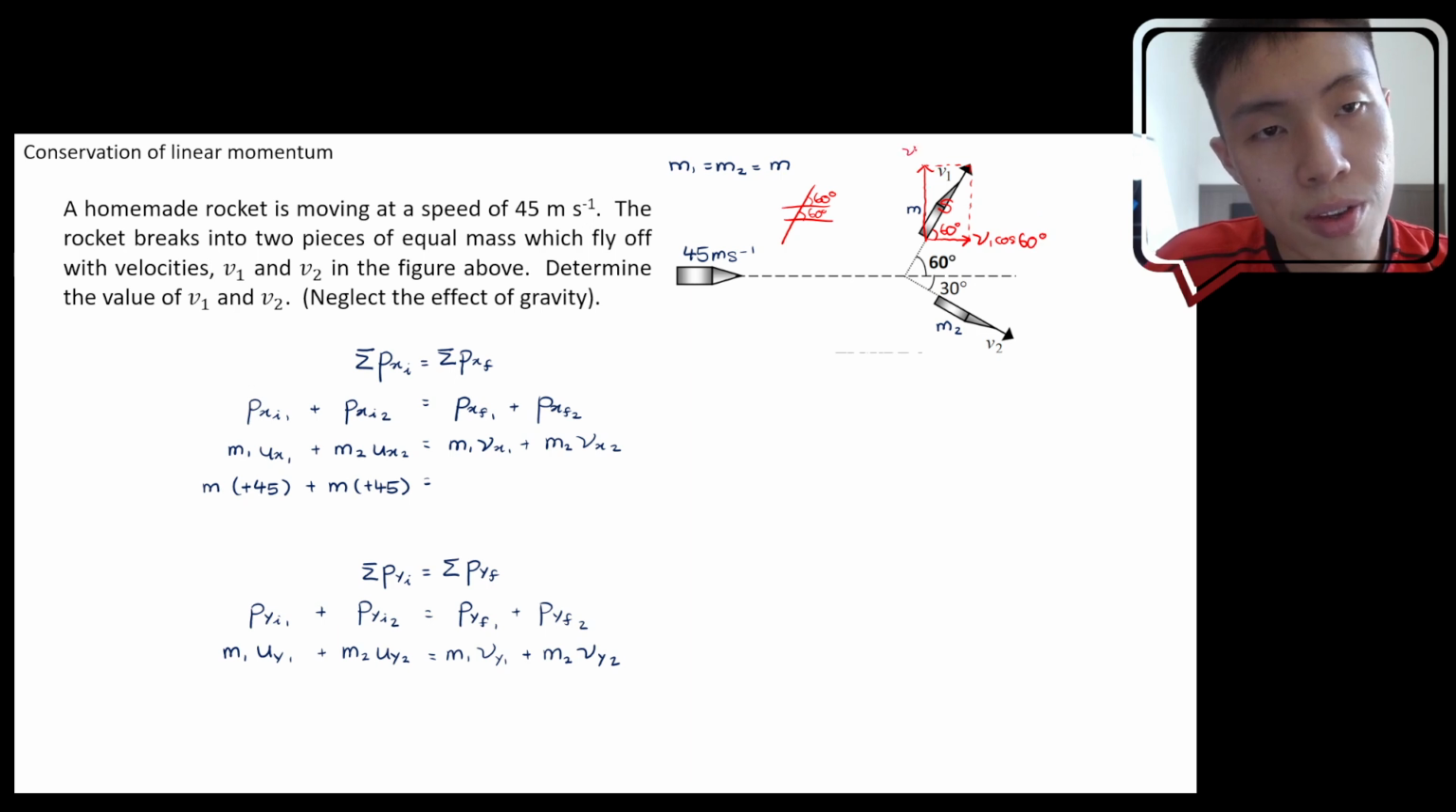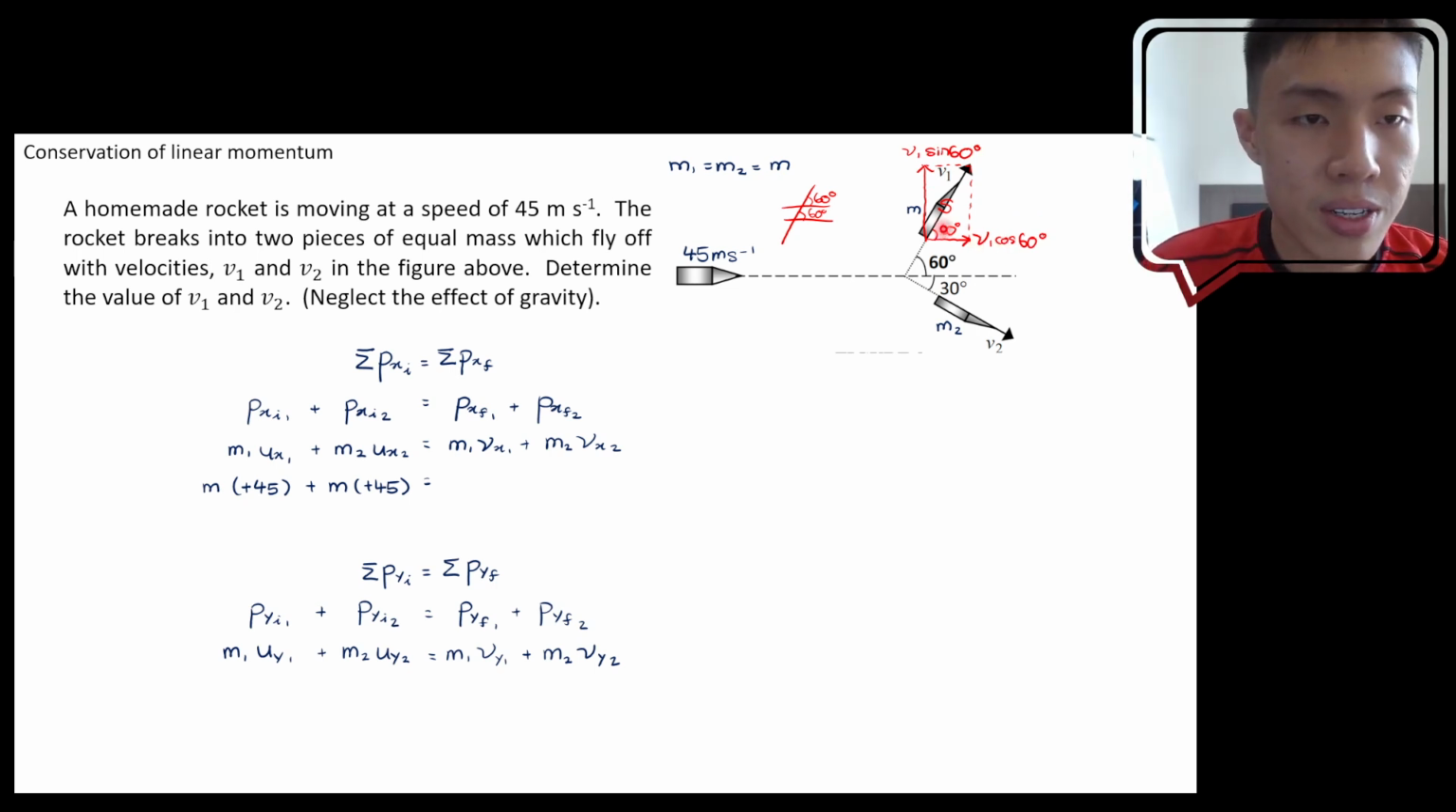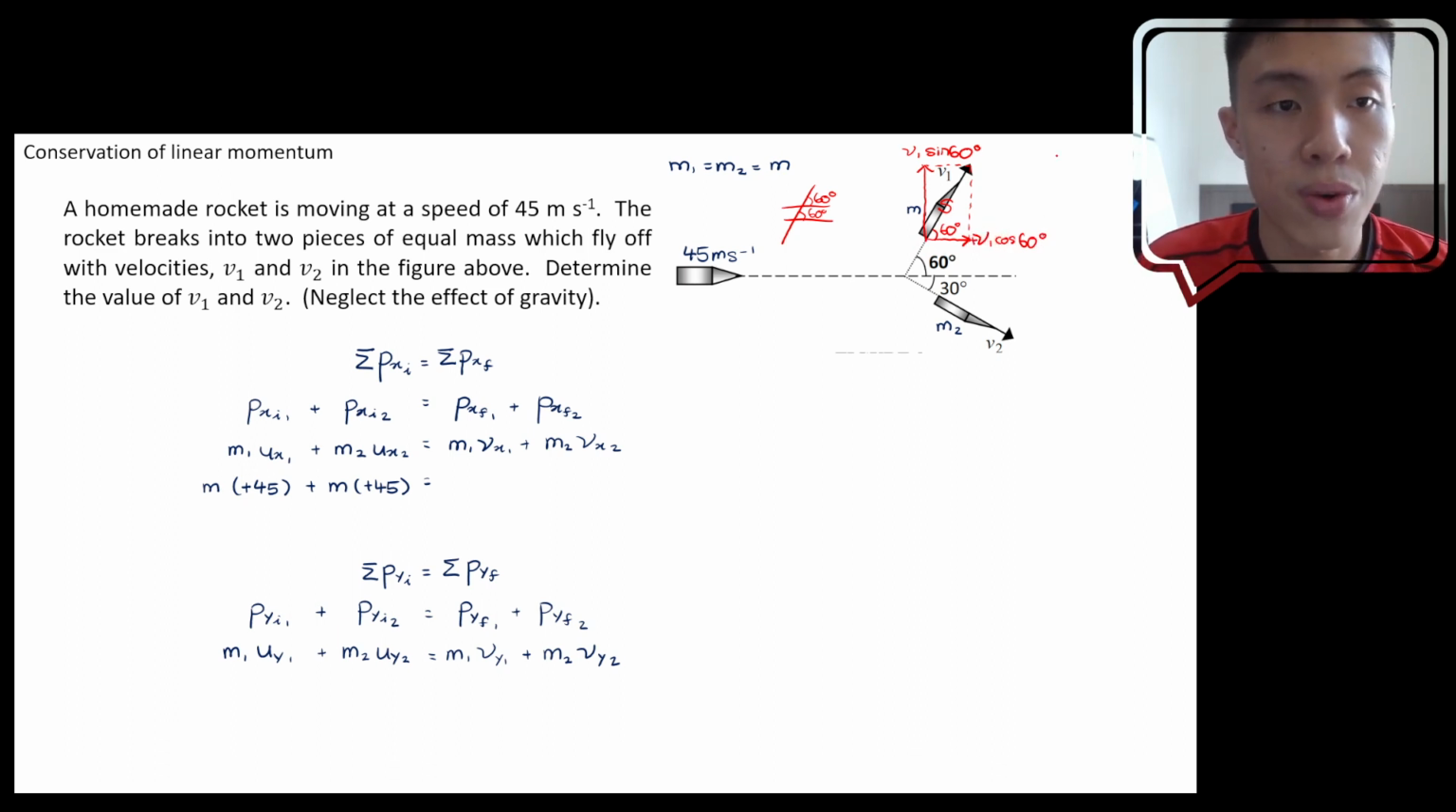So this one will be v1 sine 60. But before we proceed further, let's determine the sign as well. This v1 cos theta is pointing to the right, therefore it's the positive direction, so positive v1 cos 60. v1 sine 60 here is pointing upwards. Upwards is the positive direction in y, so this one will be positive v1 sine 60.